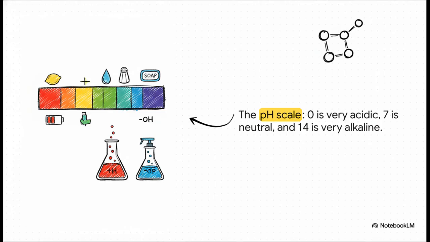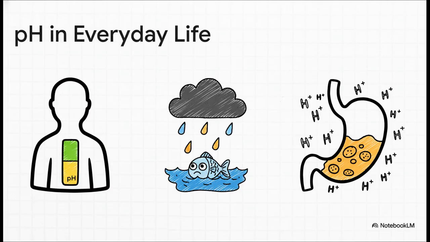Right in the middle, at pH 7, we have neutral substances, like pure water. Anything with a pH less than 7 is acidic, and the lower the number goes towards 0, the stronger the acid becomes. Anything above 7 is basic or alkaline, and the higher the number goes towards 14, the stronger the base is. And this isn't just some abstract chemistry concept.